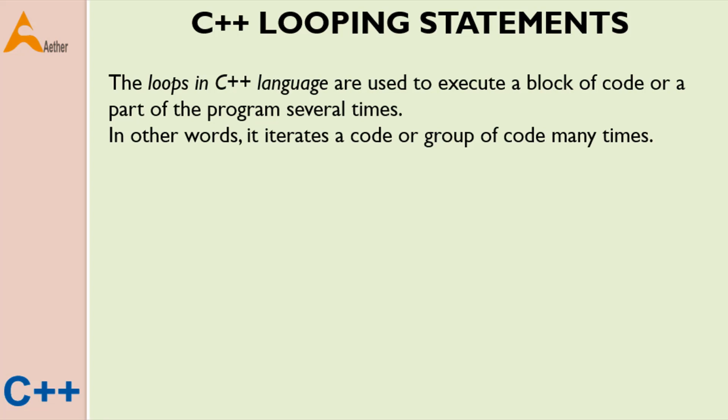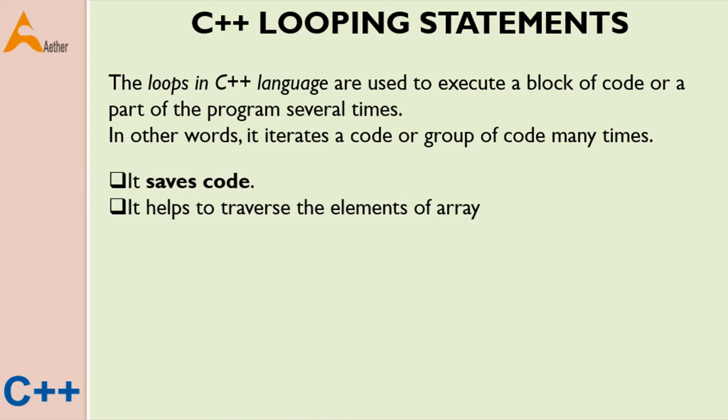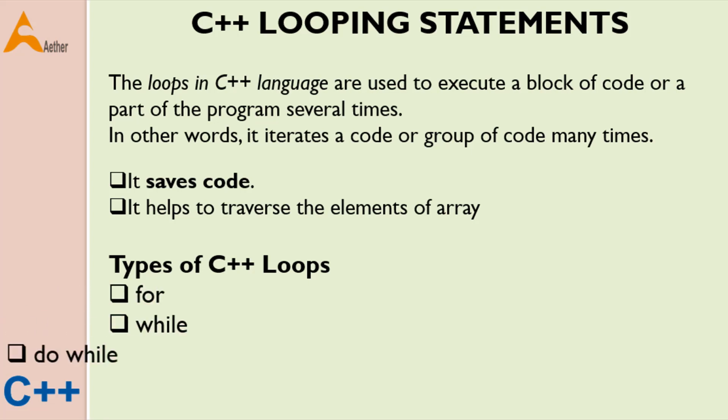Let's begin our session. The loops in C++ language are used to execute a block of code or a part of the program several times. In other words, it iterates a code or group of code many times. Advantages of using looping statements are: it saves code, and it helps to traverse the elements of array. There are three types of loops in C++: for, while, and do while.